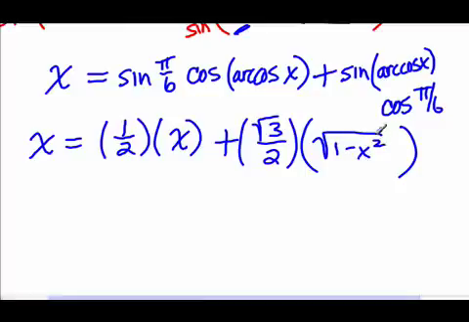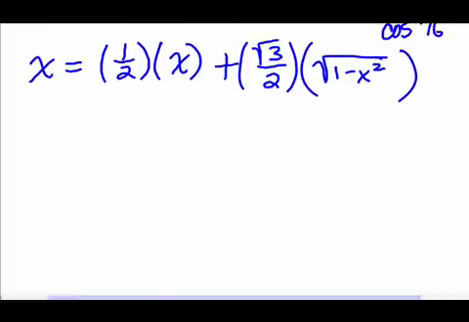I've got to pause there because that's the hard part about this problem. Do you know where that's coming from? The square root of 1 minus x squared? Because the rest is algebra. The rest of this is algebra. Let's go ahead and multiply together and see what happens.